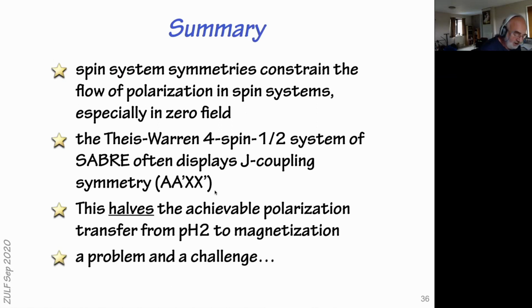So it's a problem and a challenge for us, I think, if we would like to attain higher than 50% polarization through this type of polarization transfer.